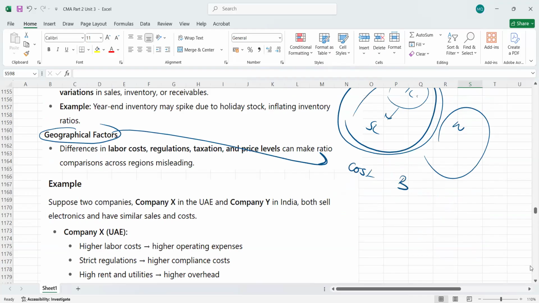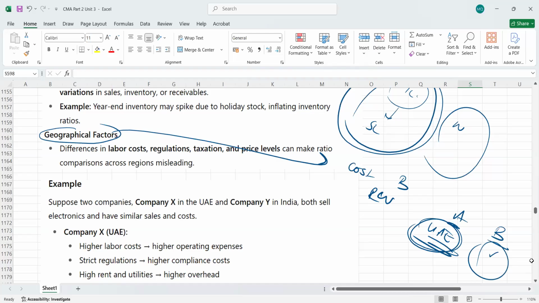For example, there are two companies, company A and B. Company A is in UAE, and definitely here compliance cost is more, labor cost is high. Company B is in India, for example, their compliance cost could be less, labor could be cheaper also. So now see, even if they are selling the same products and revenues are the same, due to geographical factors like compliance related factors, their costs are changing, and due to that their profits will change, and you cannot compare it. So geographical factors are also there.